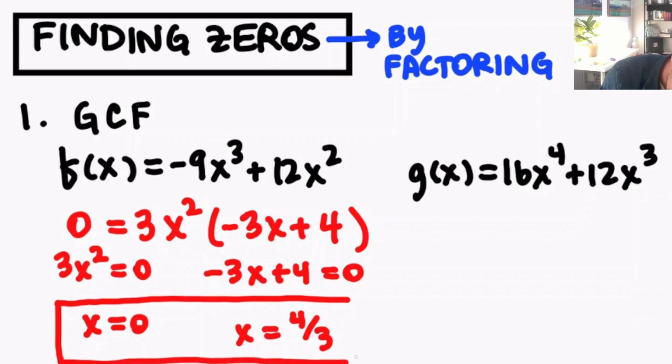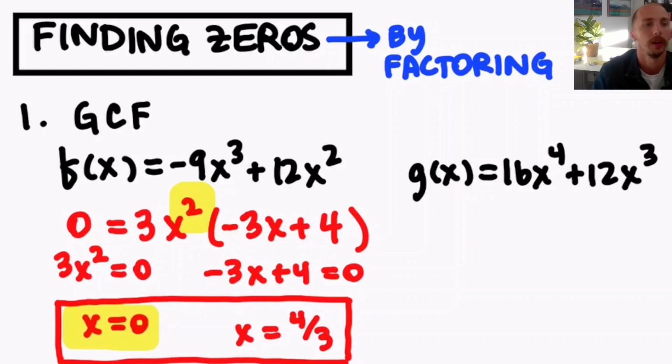Now, later on, even today, we are going to notice that because we had the 3x squared here, and that factor of x appeared twice, this x equals 0 is something that we're going to call a double root. And root, zero, x-intercept, all the same thing here.